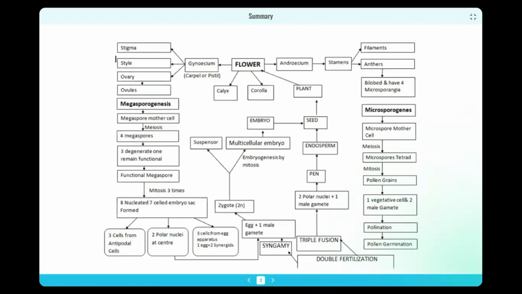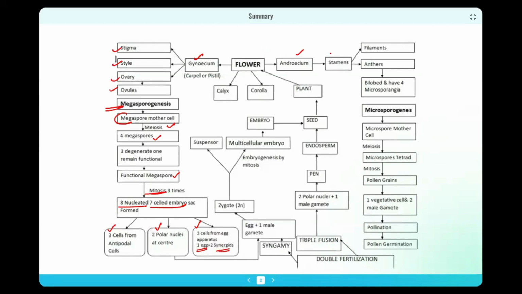So, this is a summary of this particular chapter. The gynoecium consists of stigma, style, ovary, and ovules. In megasporogenesis, the megaspore mother cell undergoes meiosis to produce 4 megaspores, that is the tetrad, and 3 degenerate while 1 remains functional. The functional megaspore undergoes mitosis thrice, and we have the 8-nucleated, 7-celled embryo sac formed, and 3 will be the antipodal cells, 2 will be polar nuclei at the center, and 3 cells form the egg apparatus. It is 1 egg plus 2 synergids.